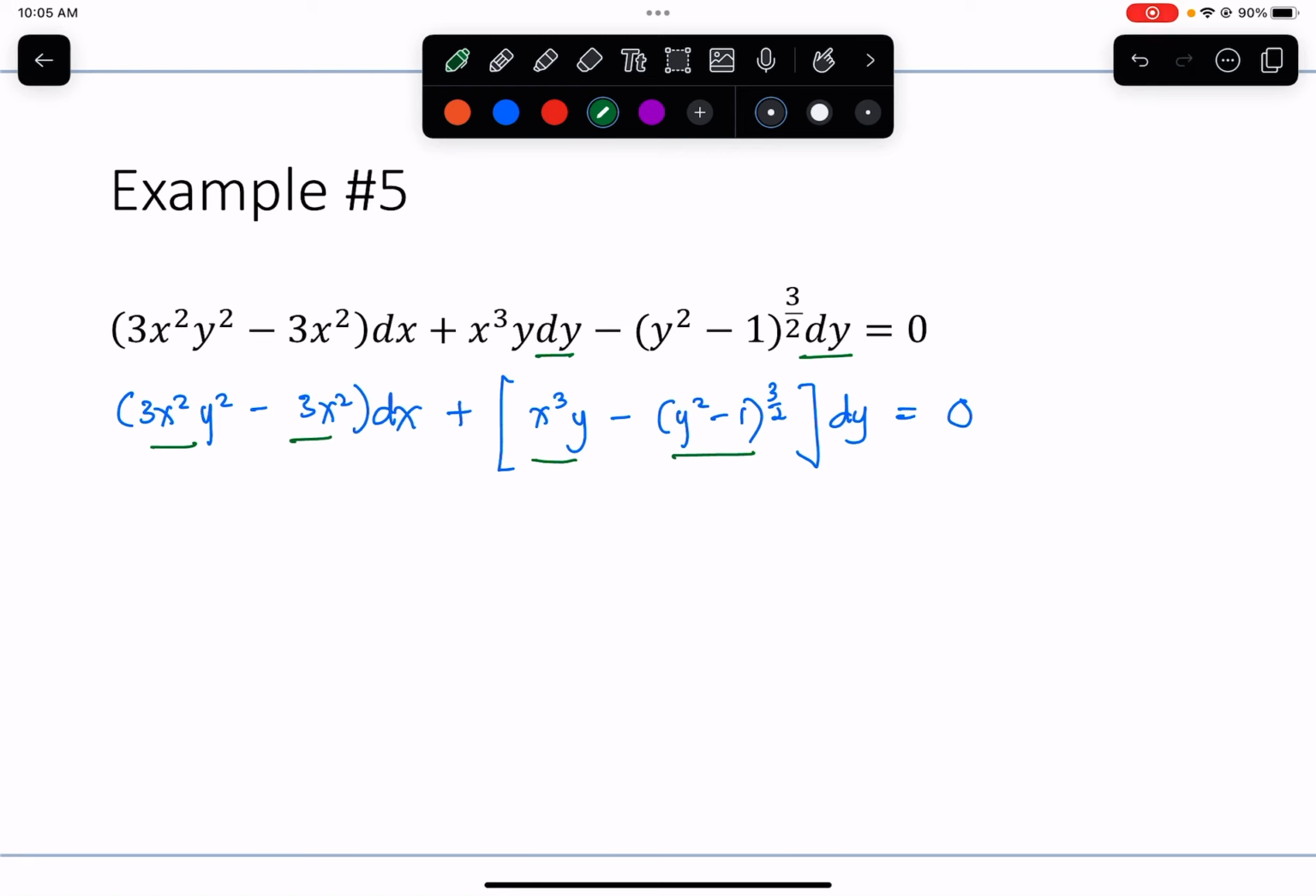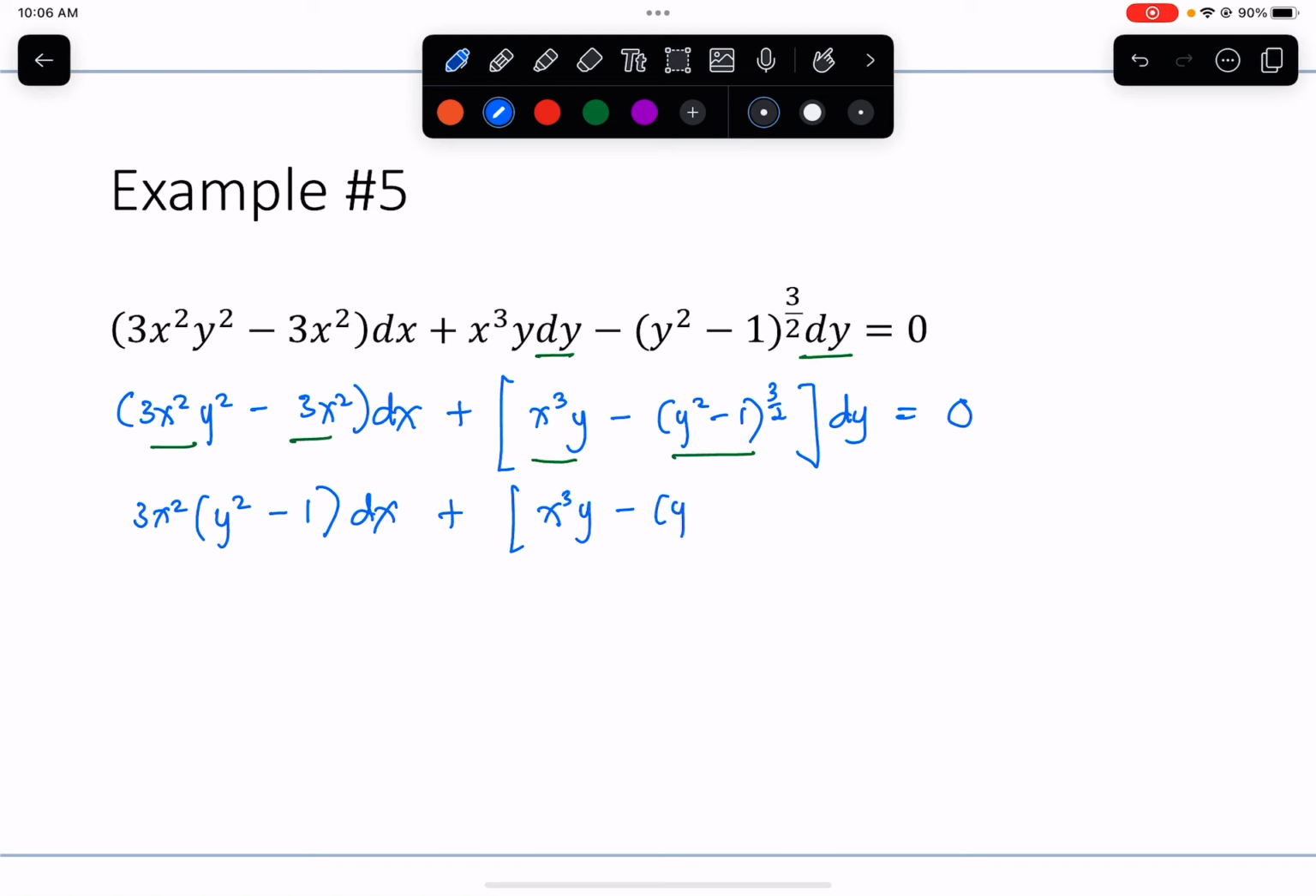But looking at the first one, the function which is multiplied with dx has something common there. We can see that 3x squared is common, so I can factor out 3x squared first. That leaves us with 3x squared multiplied by y squared minus 1 dx, plus x cubed y minus y squared minus 1 raised to 3 over 2, multiplied with dy, is equal to 0.